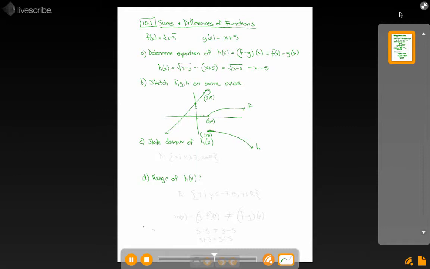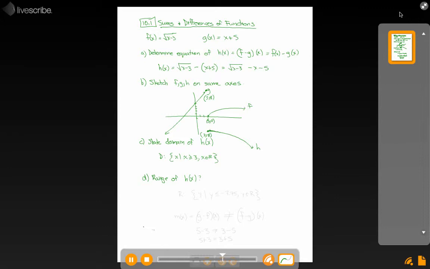So the domain is not particularly hard, because the domain actually turns out to be the same domain that f of x has, which is that you can't square root a negative number, which means that x has to be greater than or equal to 3. Other than that, all real numbers are just fine.